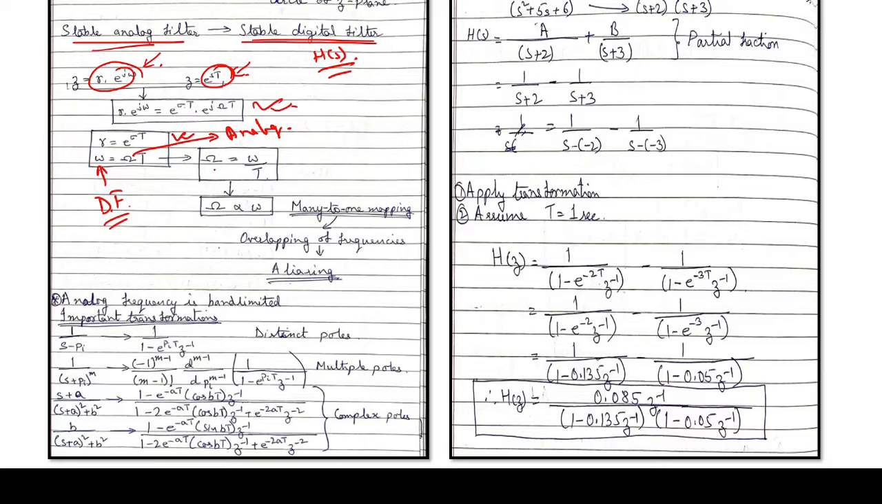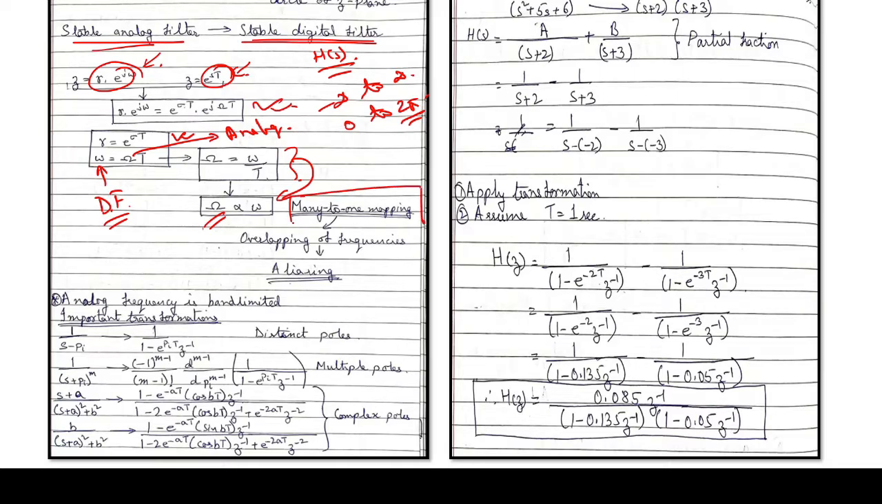Our analog frequency is given by omega equals to omega by t, and from here we see that the analog frequency is directly proportional to the digital frequency. But the problem is that the analog frequency can vary in the range of minus infinity to infinity, while in digital frequency we have only the frequency axis varying from 0 to 2 pi. So what happens after 2 pi?